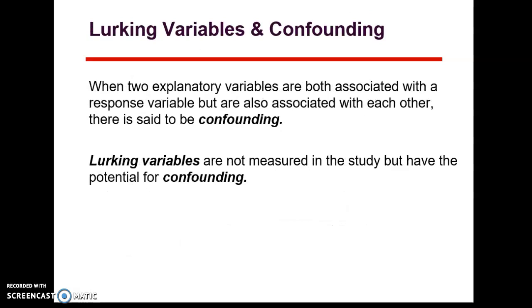So when you have two explanatory variables that are associated with the response variable, but also associated with each other, they're said to be confounding. The lurking variables are not actually measured in the study. They've been missed. And they confound us when we're trying to figure out what's going on.